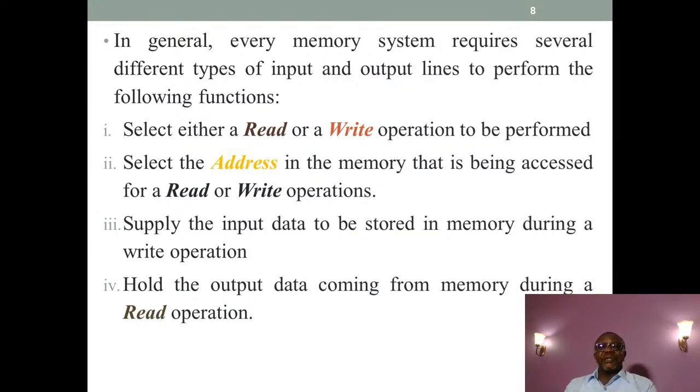So in general, every memory system requires several different types of input and output lines to perform the following functions. 1, select either a read or a write operation to be performed. 2, select the address in the memory that is being accessed for a read or write operation. 3, supply the input data to be stored in the memory during a write operation. And 4, hold the output data coming from the memory during a read operation. As we go on, we will see how each of these four actions is performed in real life.